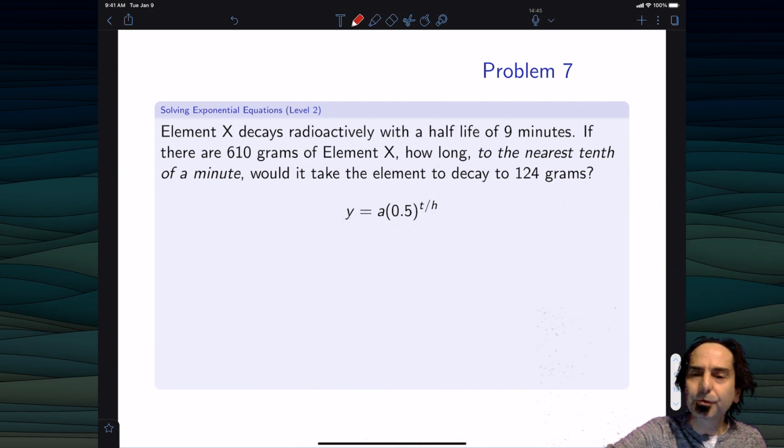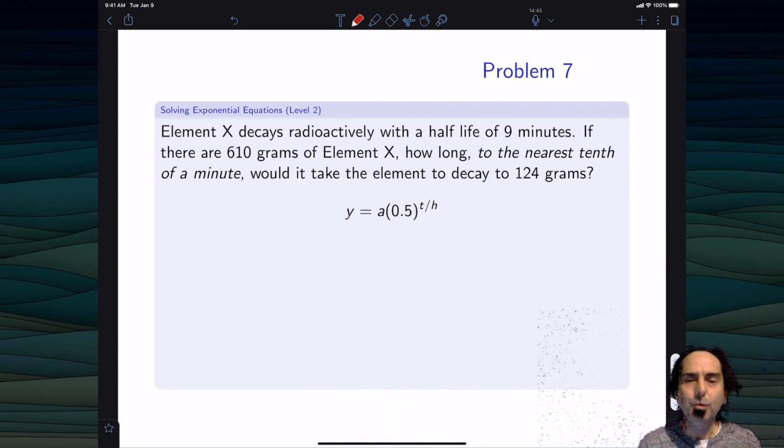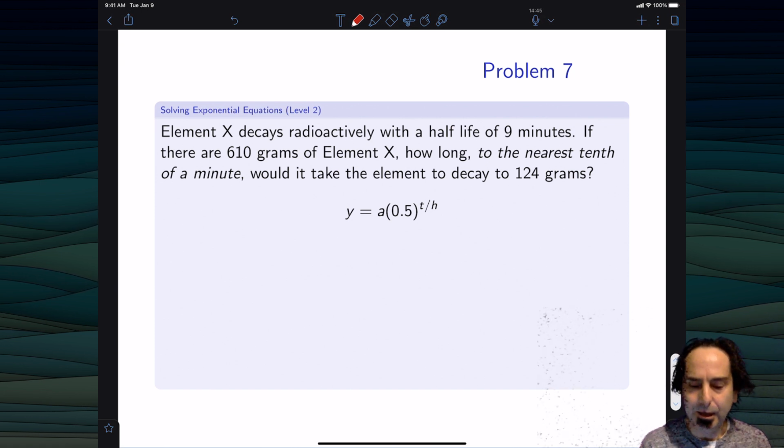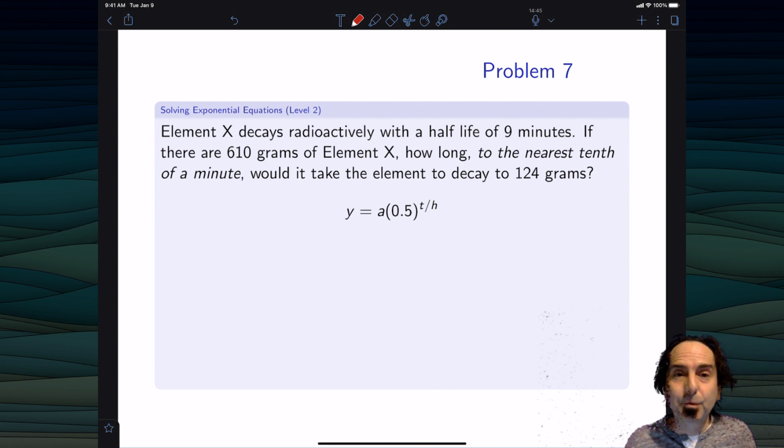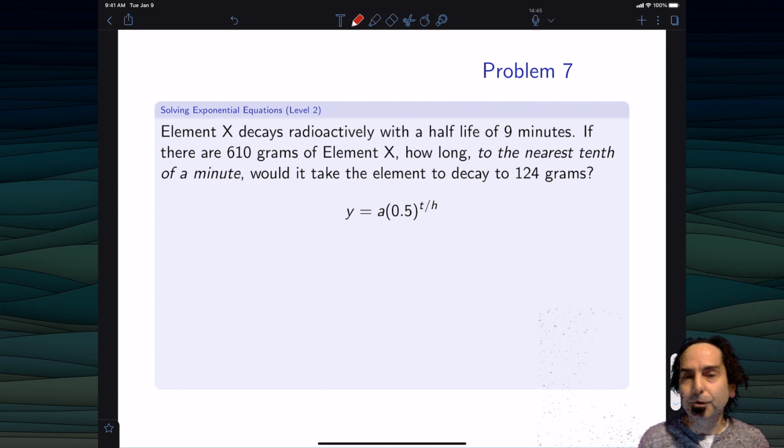So with this problem, we have radioactive decay, and we start with 610 grams of some element, X, and we want to know how long it takes for it to decay to 124 grams.